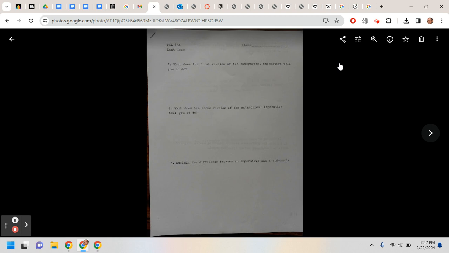Number one, what does the first version of the categorical imperative tell you to do? It tells you to only act so that your rule of action, what he calls your maxim of action, can serve as a law for everybody or a universal law. Another way of putting it would be that your maxim of action should be universalizable.